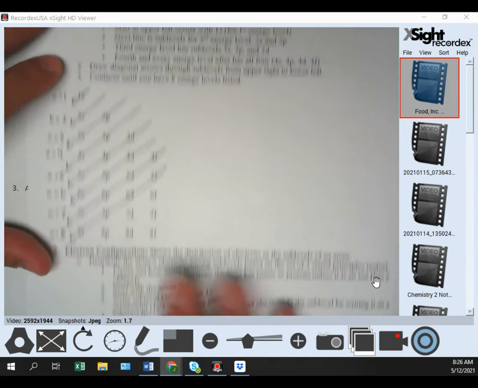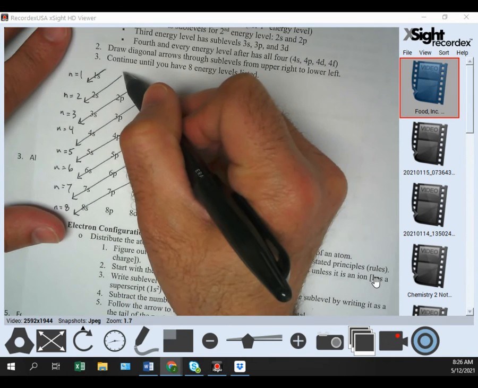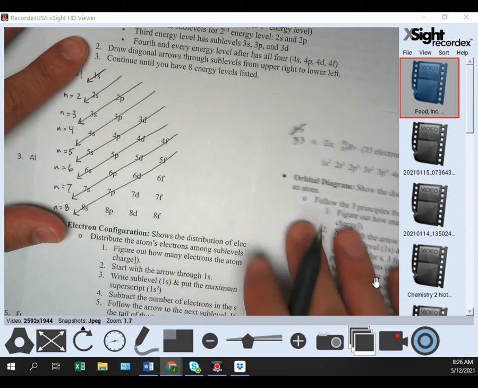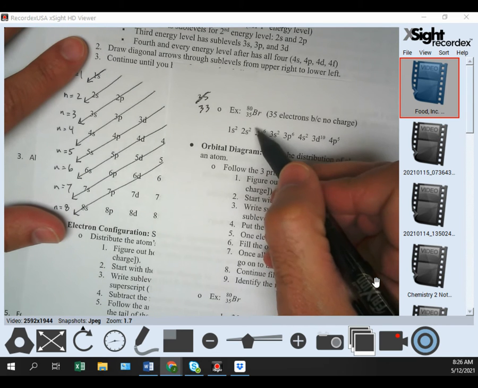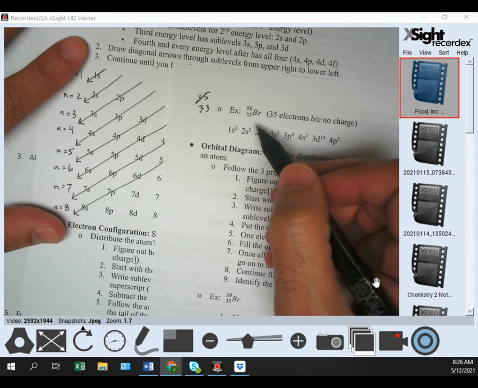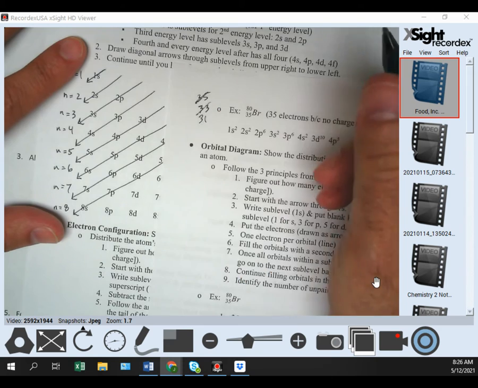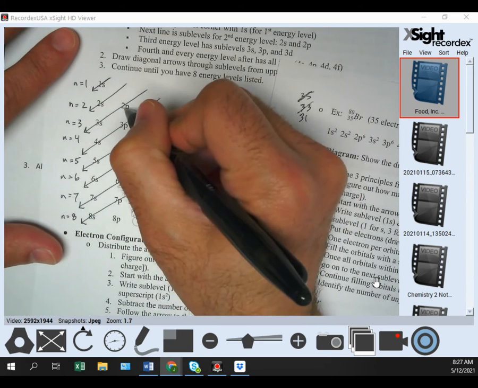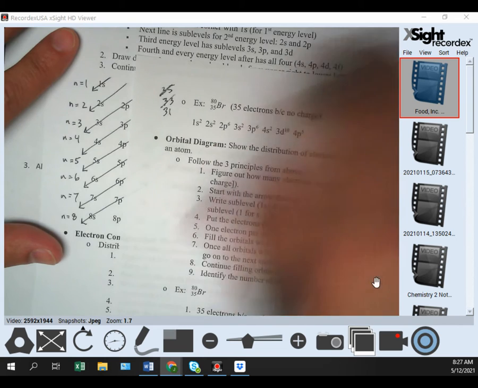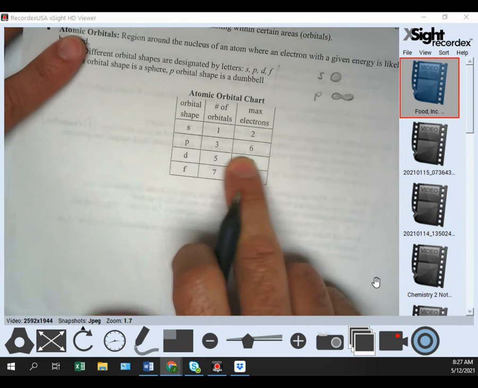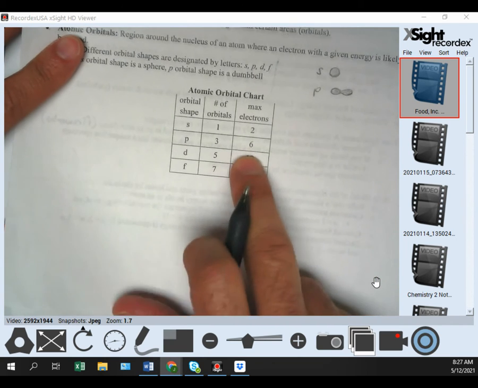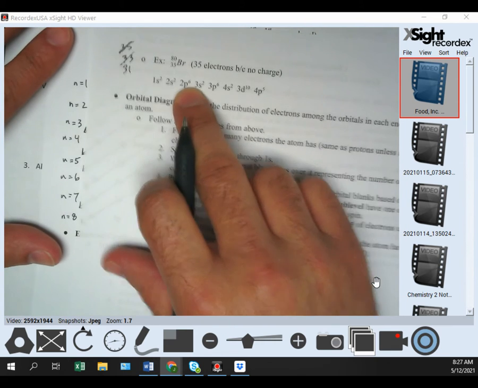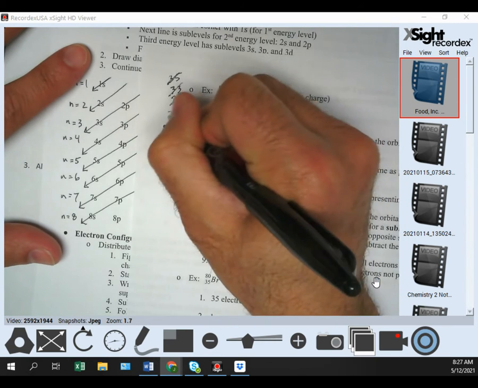So the first one is really easy. That's just 1s, right? You hit the head, you go to the tail of the next one. The next one we hit is 2s. So you write down 2s and you put the maximum number of electrons as a superscript. Then subtract that number. So we're down to 31. Okay, then you go back to this. Head of the arrow to the tail, we hit 2p. So we write down 2p. All p's have three orbitals, maximum of 6 electrons. So you write 2p6. You subtract 6. We're down to 25.